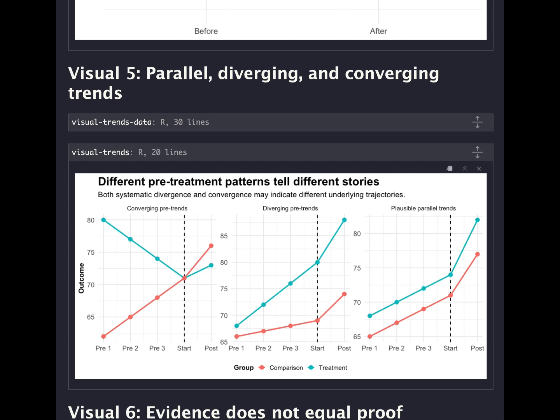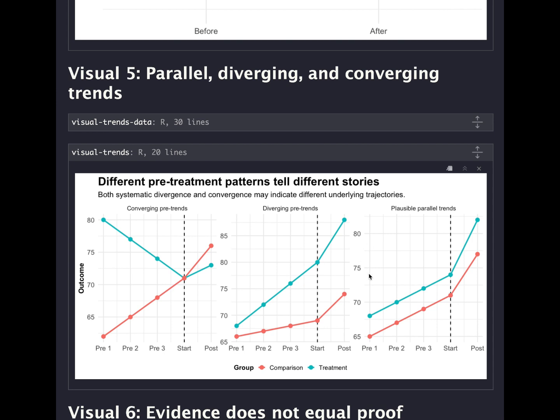The more useful question is, does the comparison group provide a believable estimate of the untreated trajectory for the treated group? Suppose the treatment and comparison groups generally move together before the intervention. That supports the credibility of the comparison group.